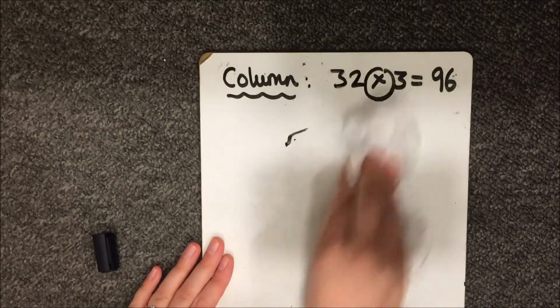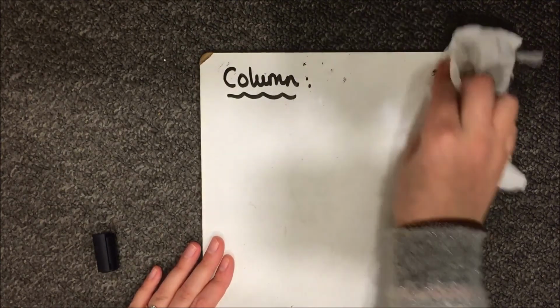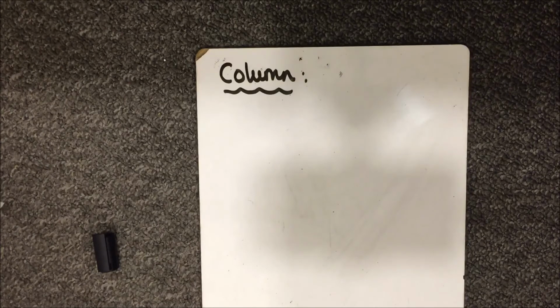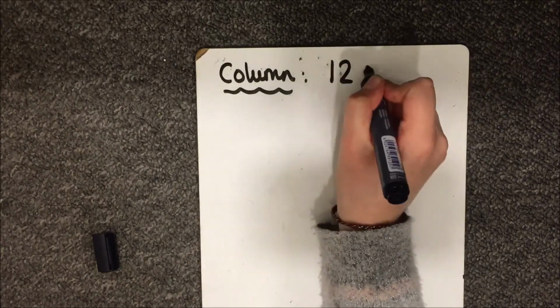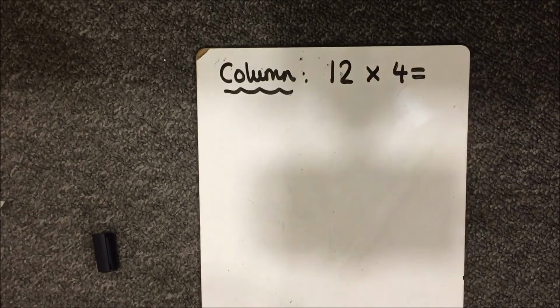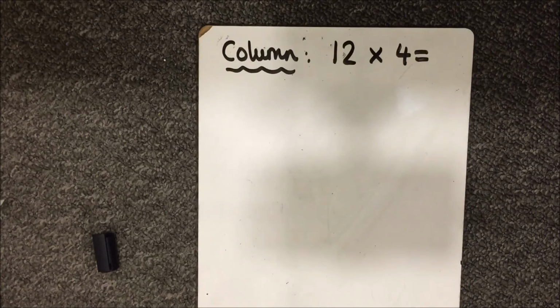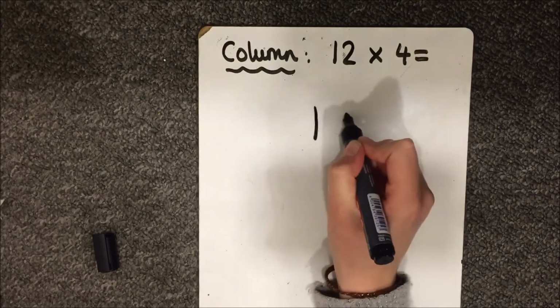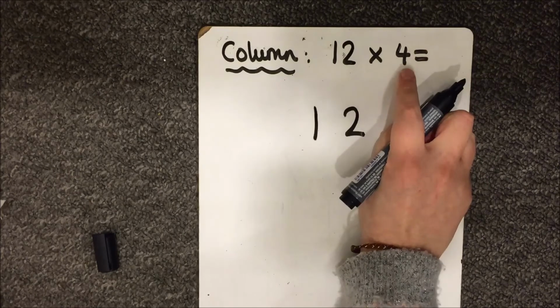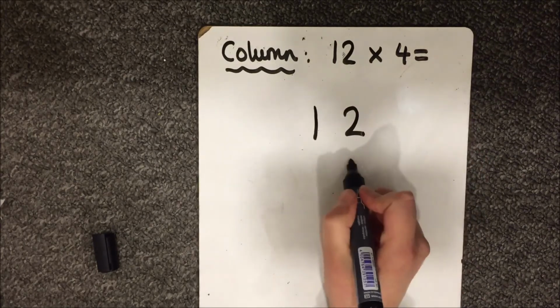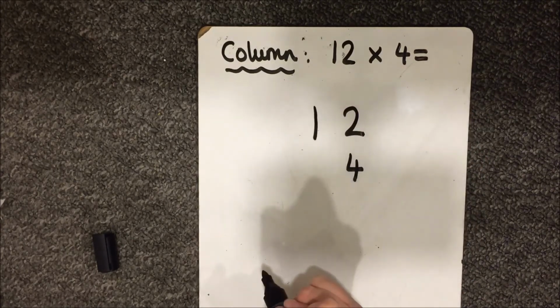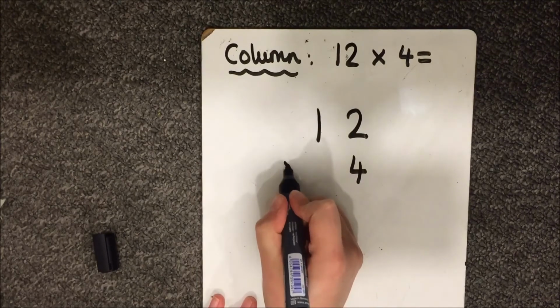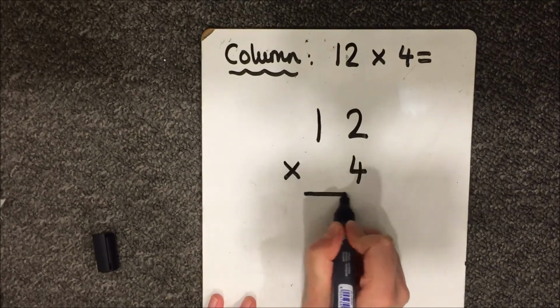Because I think you're really confident now with your partitioning. The column bit is new. We're going to do 12 times 4. Pause the video. I'd like everyone to try and do that as a column method. Ready? 12. 4 ones. I'm timesing by 4 ones, so they go underneath. Are you following with me so far? Times symbol, same as symbol.